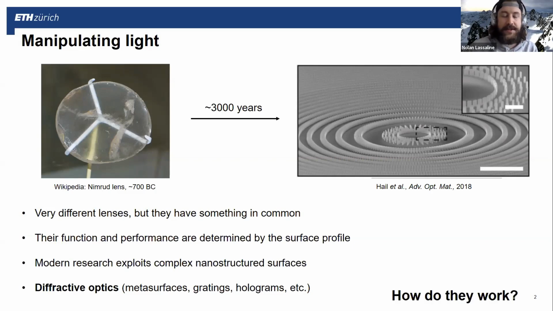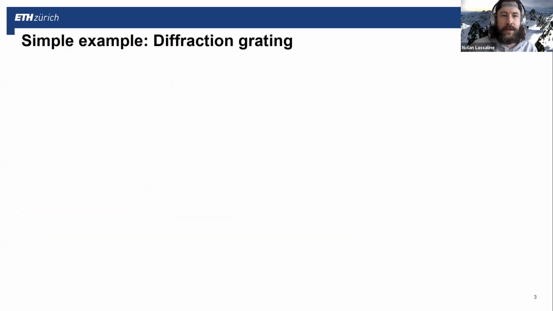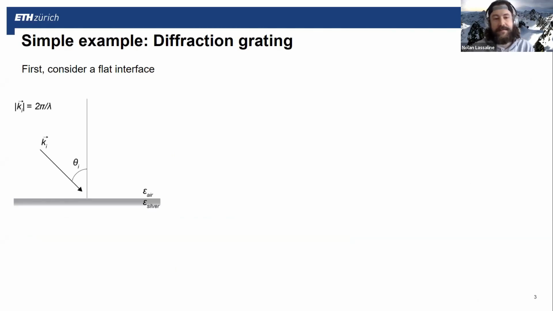So the question is, what are these diffractive optics and how do they work? If we take the simple example that most people know of, a diffraction grating, then we can understand. But first, consider a flat interface, for example what we have in the case of a mirror. If we shine light on this interface, what we know from most of our basic optics education is that the angle of incidence will equal the angle of reflection. And you can go test this in your bathroom mirror in the morning.